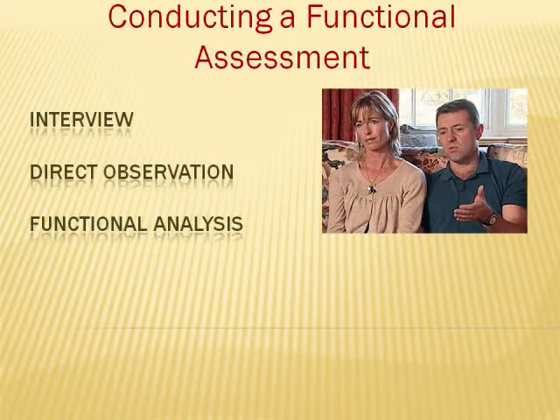There are 3 strategies for conducting a functional assessment. The first strategy is using the informant method, where the teacher interviews individuals or others who know the individual. We have the direct observation, where the teacher observes the individual in the environment that the problem behavior or problem behaviors are occurring and collects real data. And finally, we have a functional analysis, where a teacher manipulates possible variables to determine causal variables that are maintaining the problem behavior.